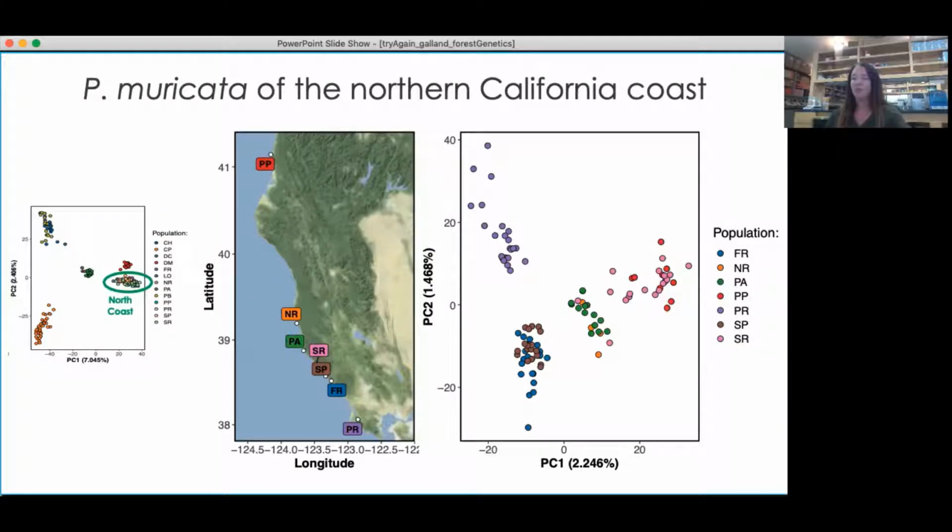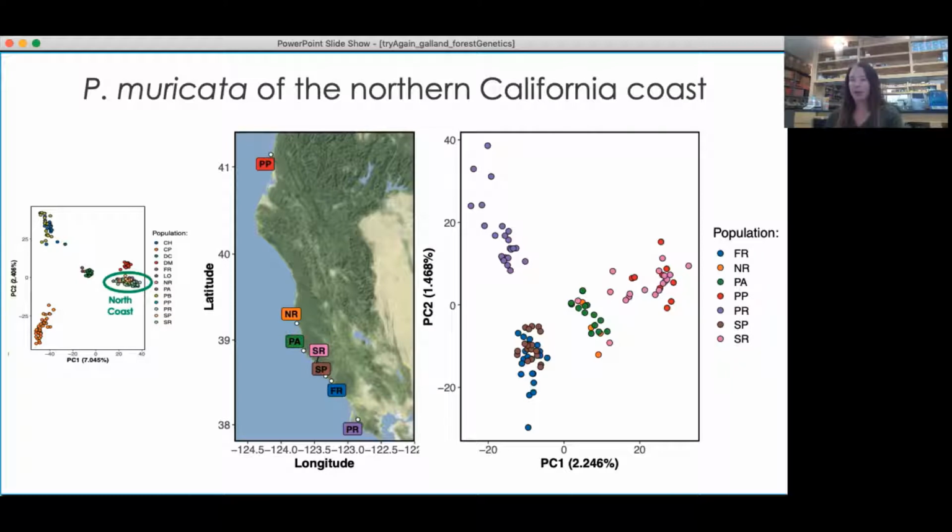Moving north into a more continuous range of trees, we have the blue and brown SP and FR sites, followed by the green and orange PA and NR before finally going all the way north to this red Patrick's Point up near Humboldt. Now, oddly, we do have this pink population corresponding to Sea Ranch, kind of in the center of the North Coast, where some individuals group closely with green and orange, as would be expected, and others group with the red of Patrick's Point.